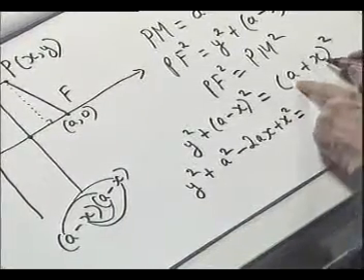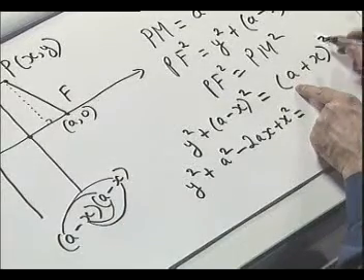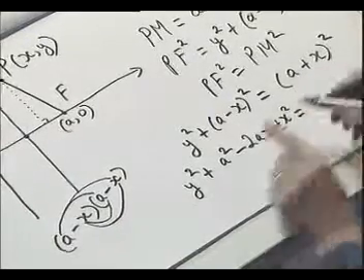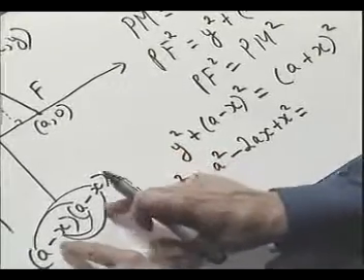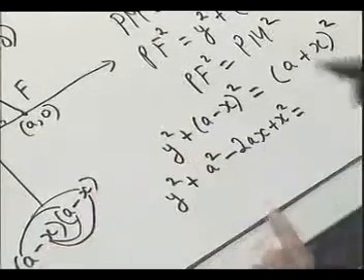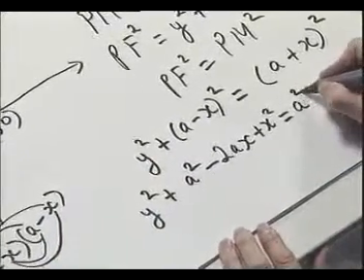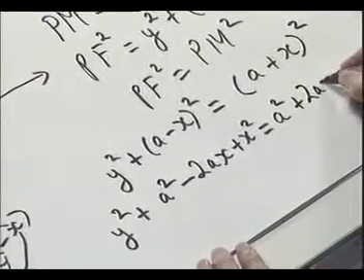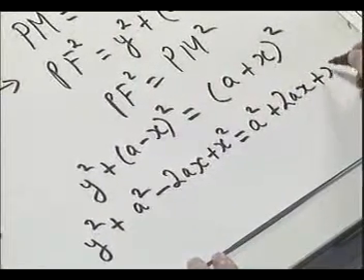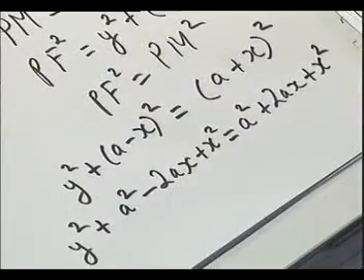Equals. Let's have a look at this bracket. It's a plus x all squared. So it's going to be exactly the same as this one, except with plus signs in. So we're going to get a squared plus 2ax plus x squared.